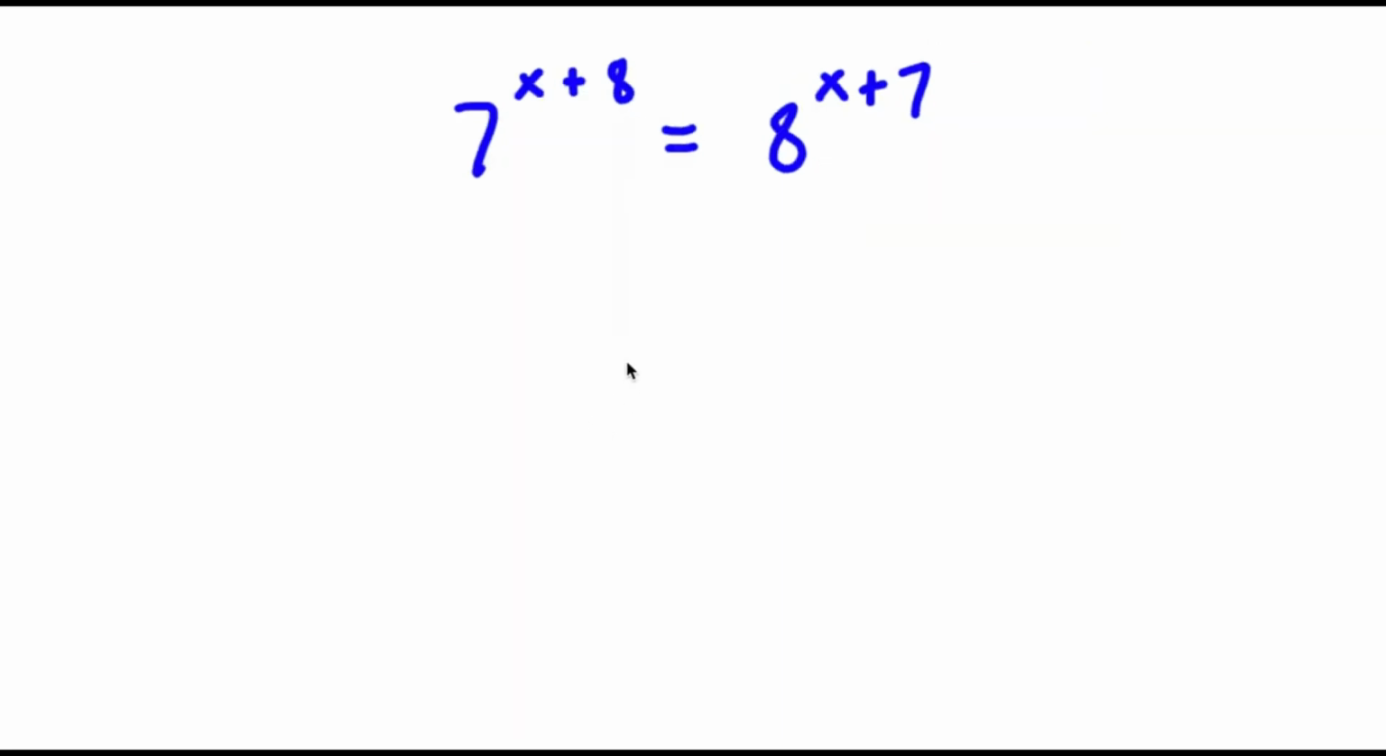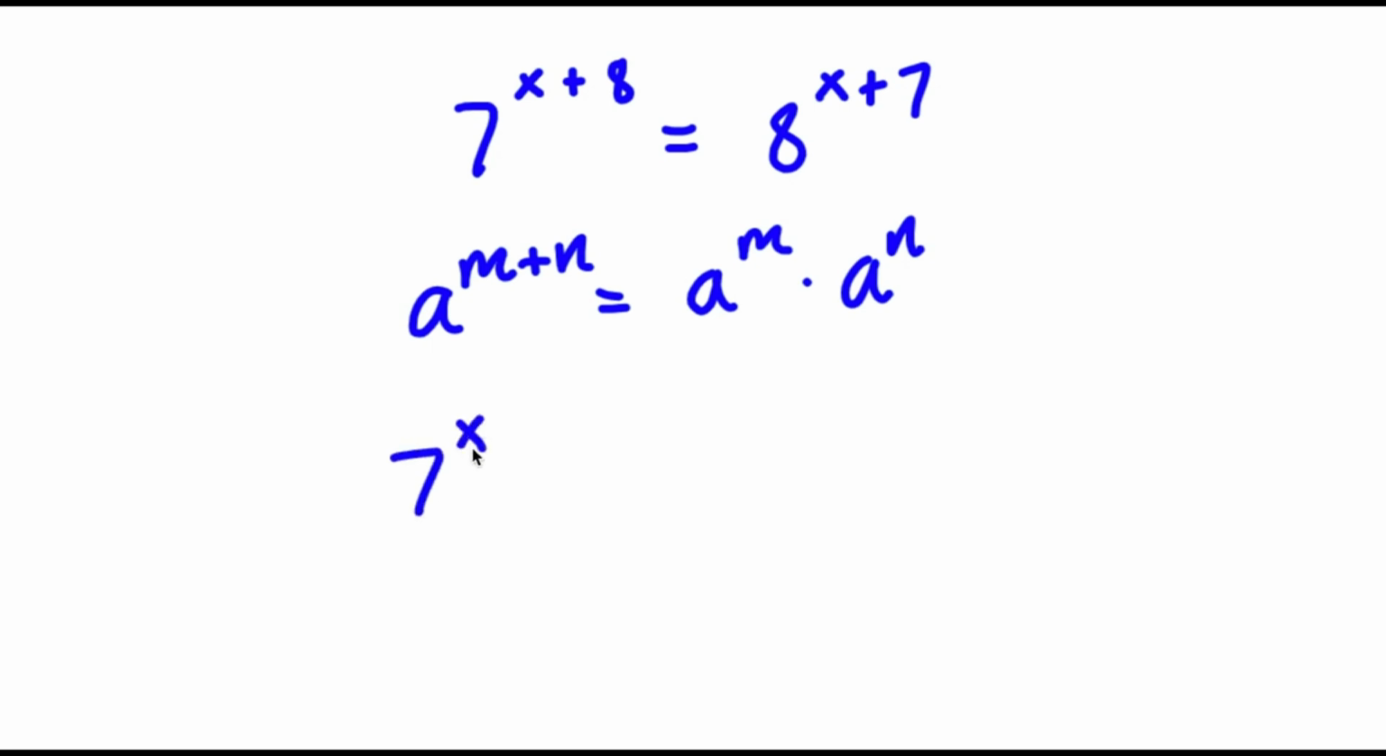Alright, so in this problem, I have 7 to the power of x plus 8 is equal to 8 to the power of x plus 7. So to start, if I have something in the form a to the power of m plus n, this is equal to a to the power of m times a to the power of n. So 7 to the power of x plus 8 is going to equal 7 to the power of x times 7 to the power of 8. And 8 to the power of x plus 7 is going to equal 8 to the power of x times 8 to the power of 7.